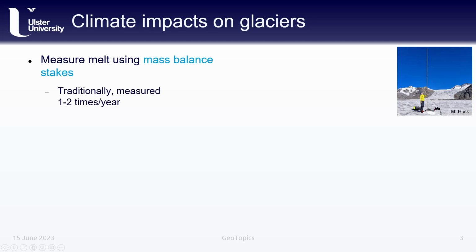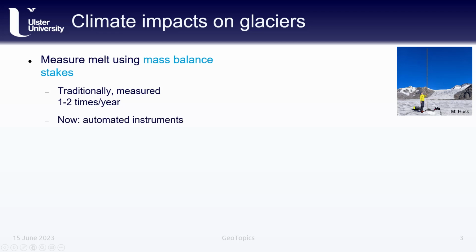Typically, we go out and we measure these 1 to 2 times a year. So we go out in the spring and we measure what the height is at that time, and that gives us an idea of how much snow has fallen over the course of the winter. And then we come back at the end of the summer, or as close as we can get to it, and we see how much has melted away.